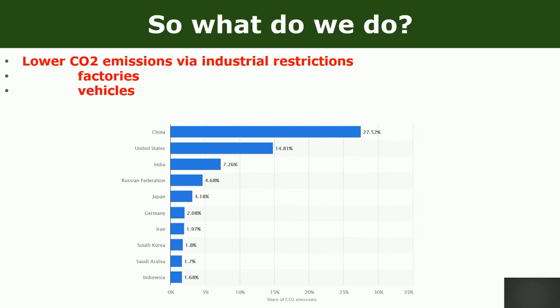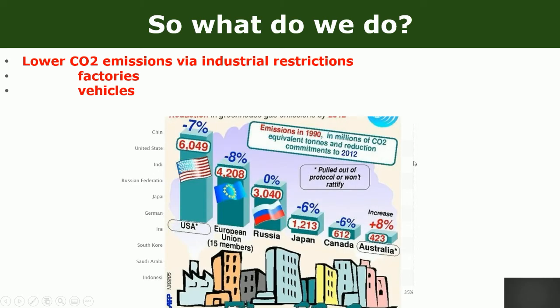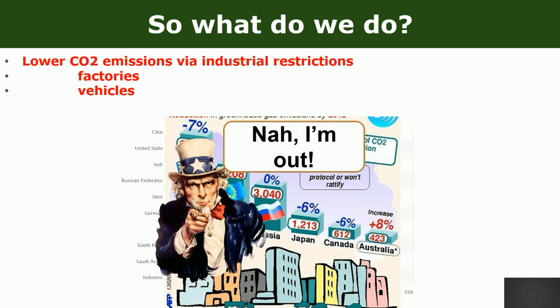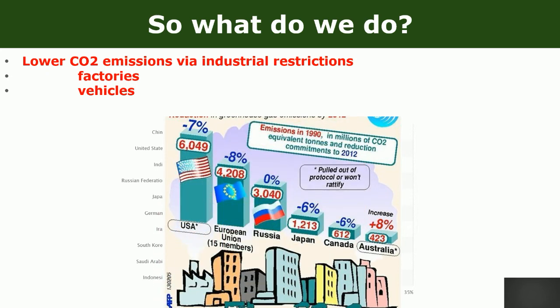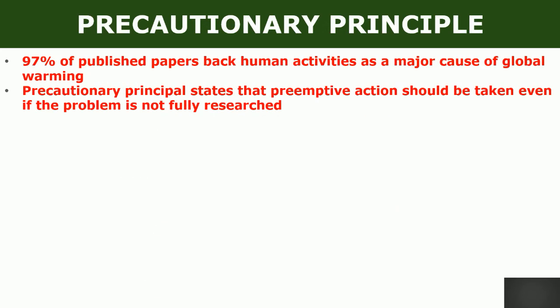So they don't really have the same environmental protections as we do here in the US, and we are still not doing a good job at controlling our CO2 emissions. So the US was supposed to sign the Paris Agreement, and then we kind of pulled out of the whole thing just last year. So that's not really a good way to go about this, but this is sort of where we are. So the last thing I want to talk to you about is the precautionary principle.